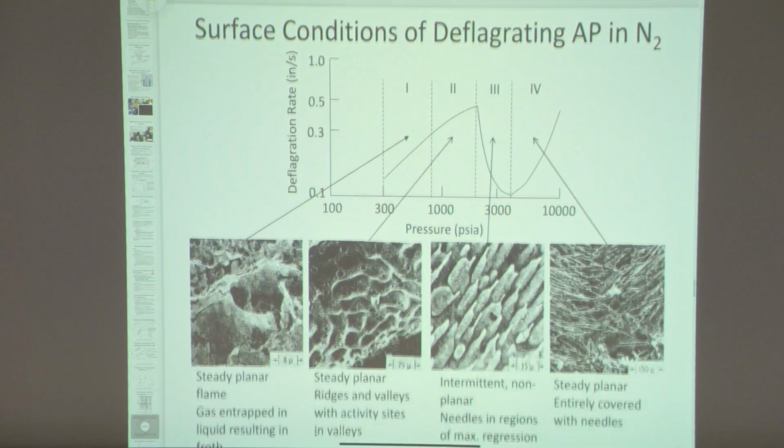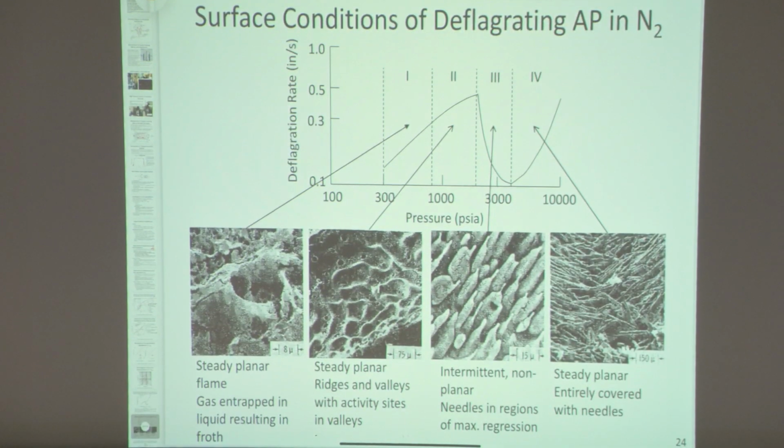If this crystalline grain was quenched while it was burning at different conditions, this is what you would see in these different regions. Quenching the surface doesn't mean that's what the surface looks like while it's burning either; it could have changed while it was quenching. But in this initial linear region down here, you have a steady planar flame, and the gas seems to be entrapped in a liquid, resulting in a froth. I increase the pressure a little bit higher. I still have a steady planar flame, but I start to develop ridges and valleys with activity sites. So you can see the structure changing.